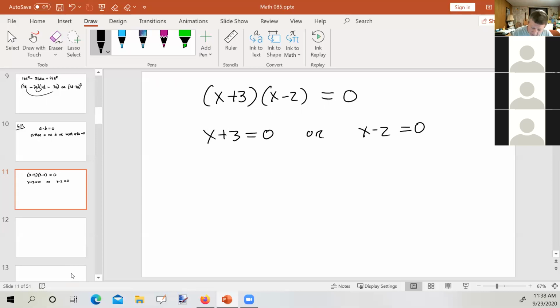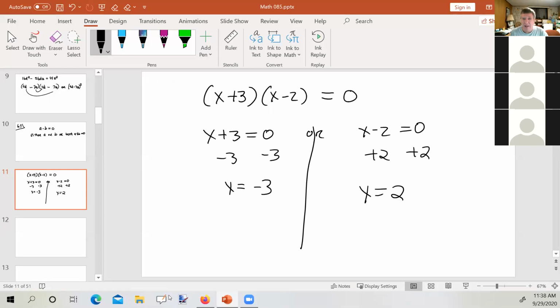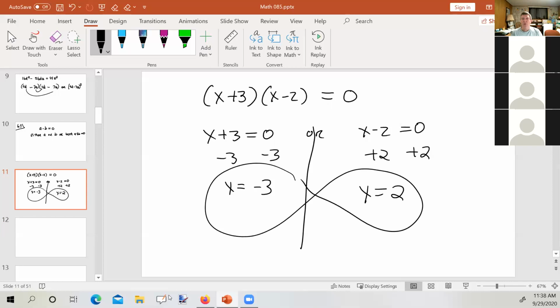All right? So if x plus 3 equals 0, we would subtract 3 from both sides of the equation and get x equals negative 3. If x minus 2 equals 0, we would add 2 to both sides of the equation and get x equals 2. So we have, in fact, 2 solutions.